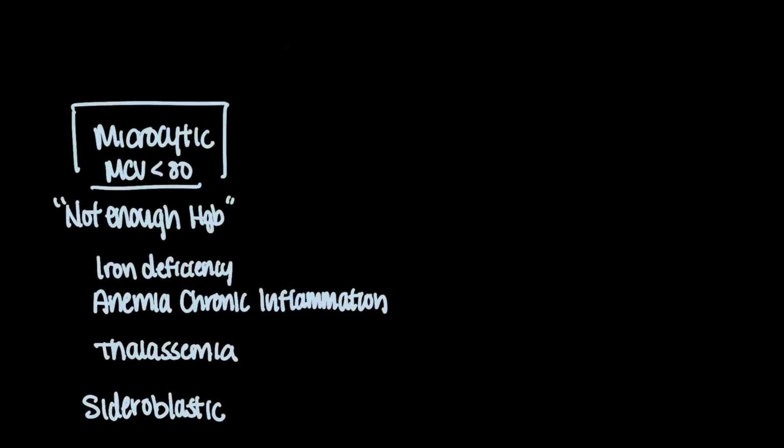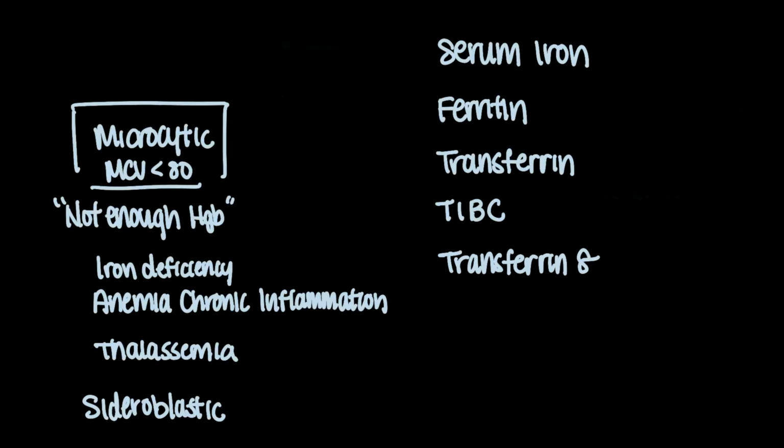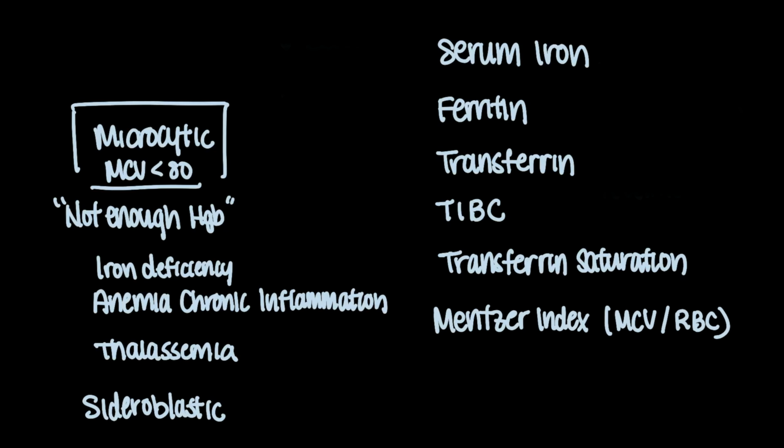First, microcytic anemia, when the MCV is again less than 80, is a category that I think of in my head as not enough hemoglobin molecules in the red blood cells, which leads to small red blood cells. Now, this category in and of itself can be divided into another set of subcategories: iron deficiency anemia, anemia of chronic inflammation, thalassemias, or sideroblastic anemias. To differentiate between these subcategories, we need to get some additional labs, including the serum iron, the ferritin, transferrin, and total iron binding capacity.